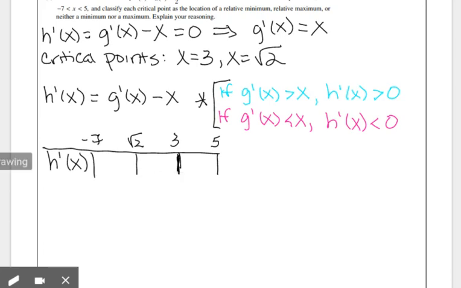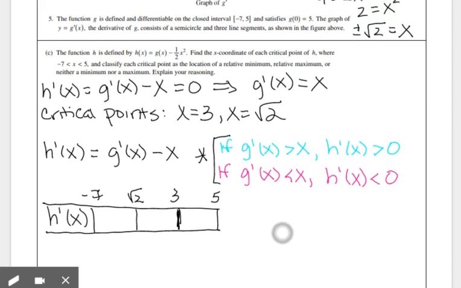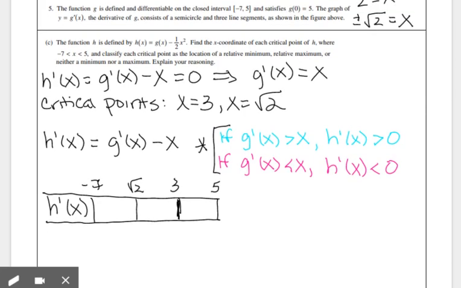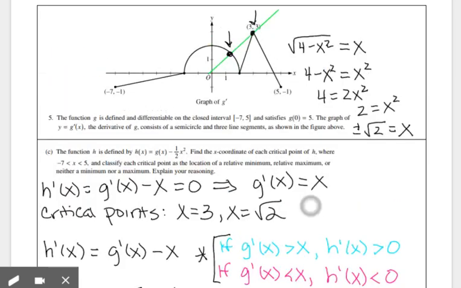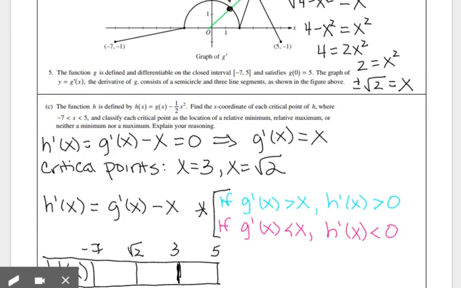Oh, I just erased the whole thing. That wasn't what I meant. Okay, there we go. So now we're going to need to figure out on these intervals, is g prime greater than x or is g prime less than x? So we're going to go back and look at our graphs again.